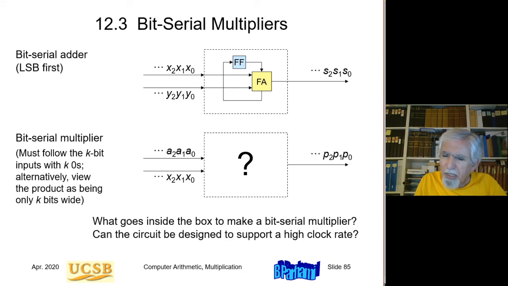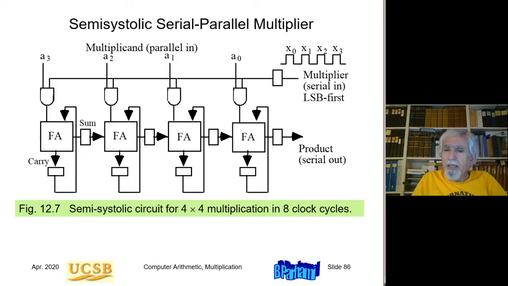Okay, if you look at the dot notation representation of multiplication, you see very easily that P0 is just a function of A0 and X0. P1 is just a function of A0, X0, A1, X1. So by the time we receive A1 and X1, we should be able to produce P1, and so on. So theoretically, it's feasible to do this bit serial multiplication, although we don't know at this time what should go inside this box, okay?